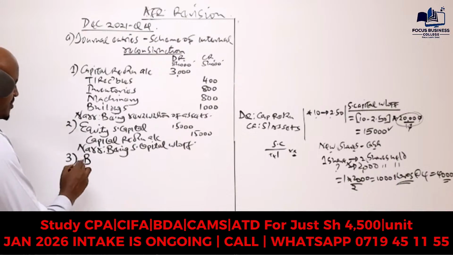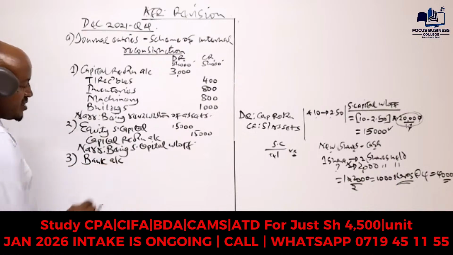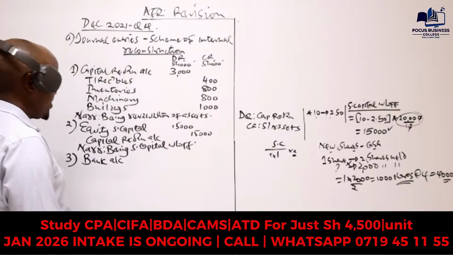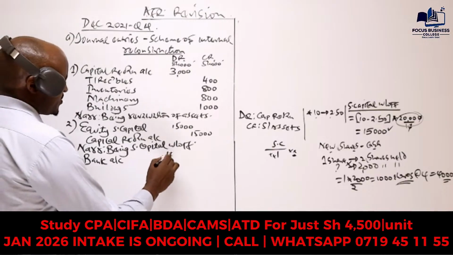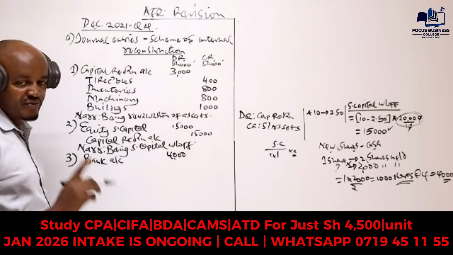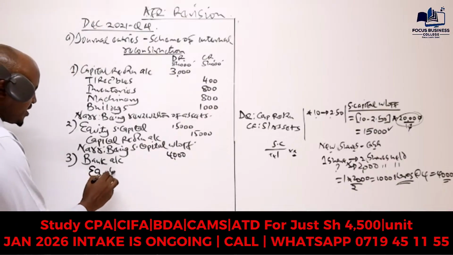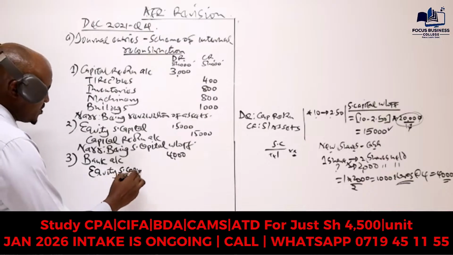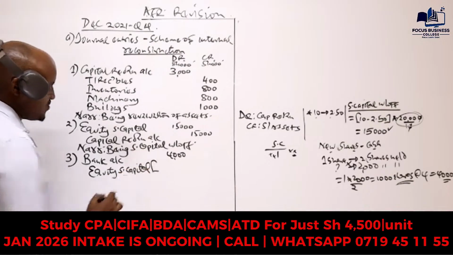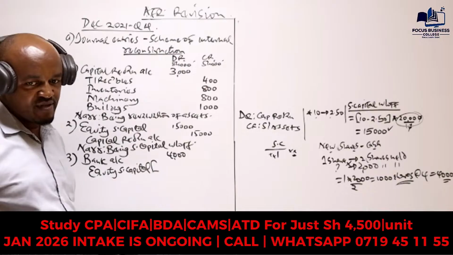Because this money was received, the shareholders paid for it, we debit the bank account. Then the company issued shares, so we credit the equity share capital account. Remember, the amount to be credited in this account always has to be based on the par value.